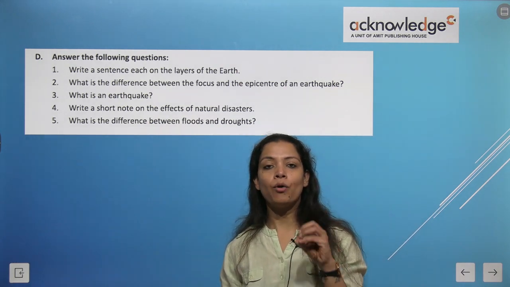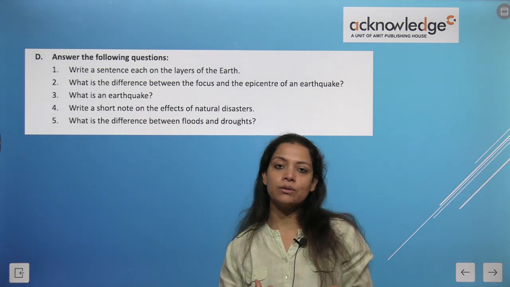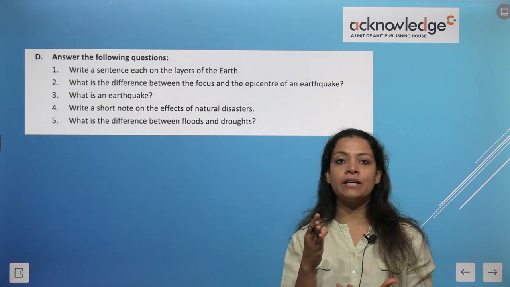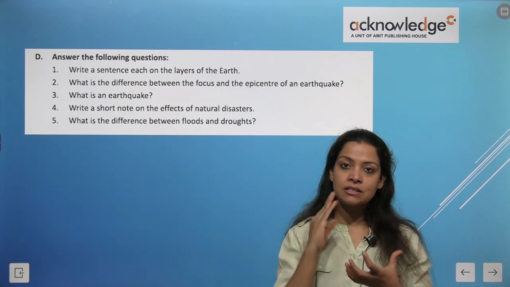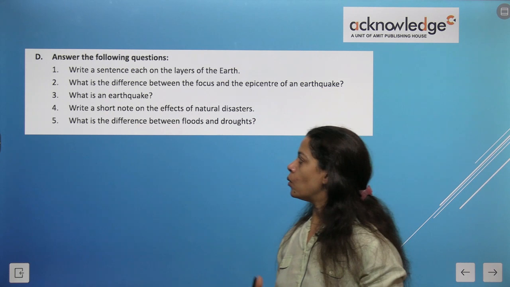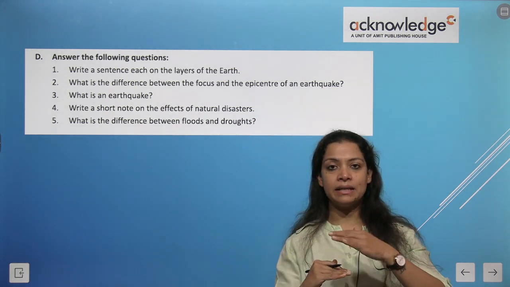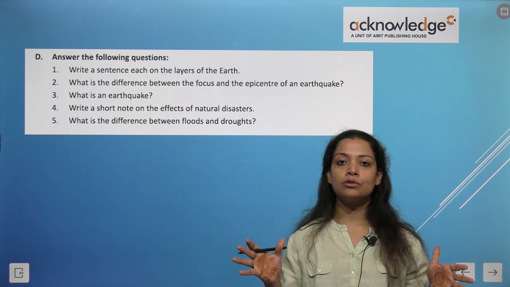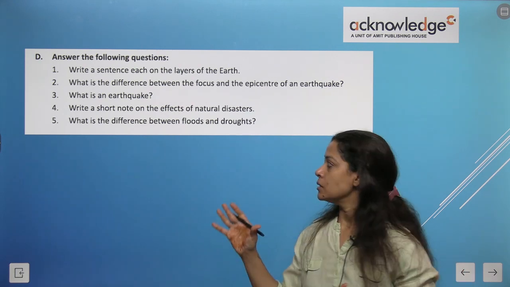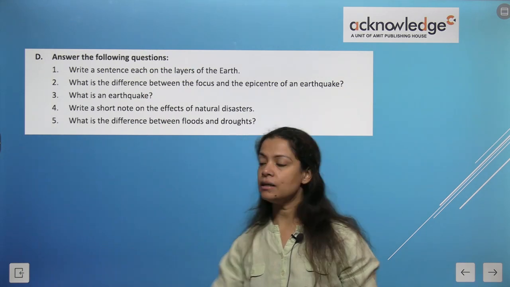Focus is the point where the earthquake starts from, rises, is generated. And epicenter is the point where the earthquake affects. It starts affecting at the epicenter. So, the epicenter is just above the focus. What is an earthquake? Our earth is made up of various plates. When there is disbalance in those plates, the earthquake happens. For more detail, you can write the answer after learning that topic.